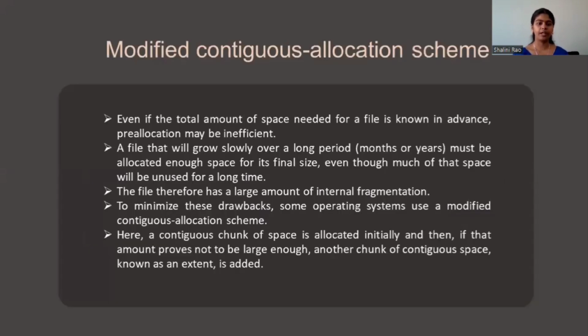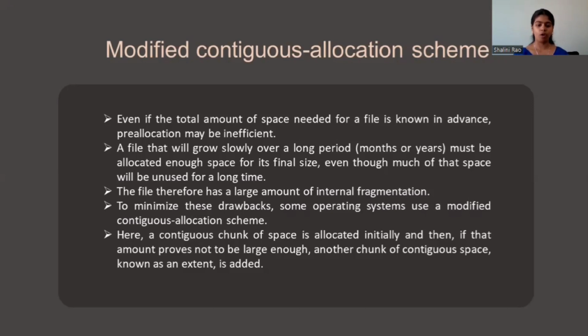Next, we have the modified contiguous allocation scheme. Even if the total amount of space needed for a file is known in advance, pre-allocation may be inefficient. A file that will grow slowly over a long period, months or years, must be allocated enough space for its final size. Even though much of that space will be unused for a long time, the file therefore has a large amount of internal fragmentation.